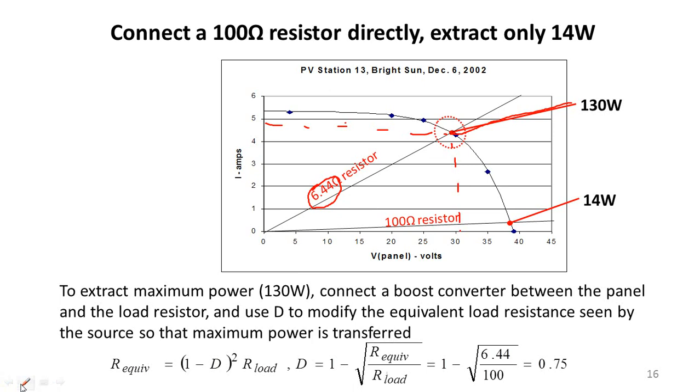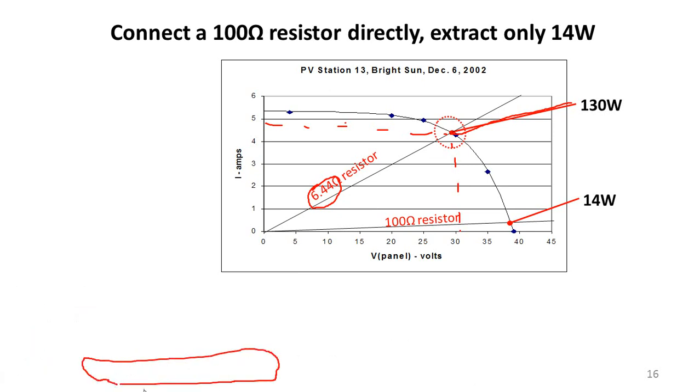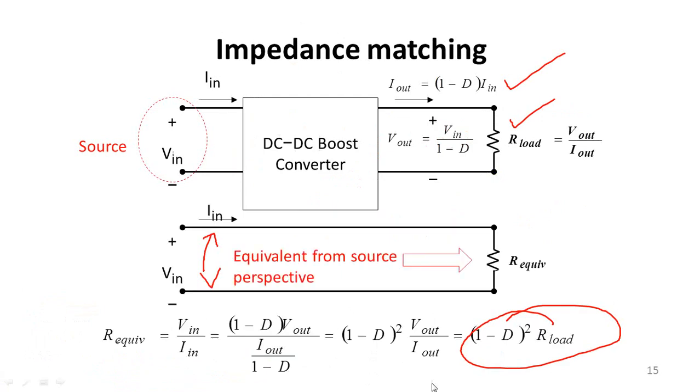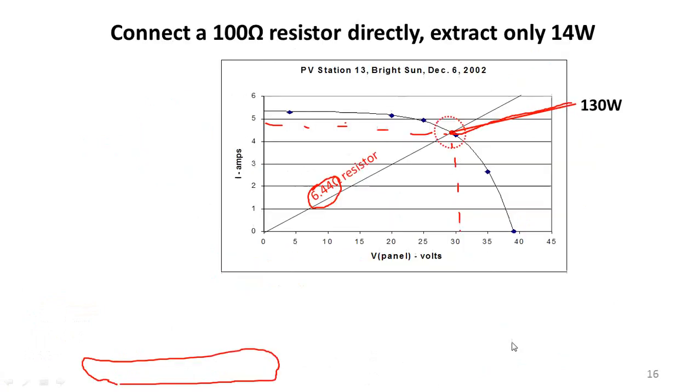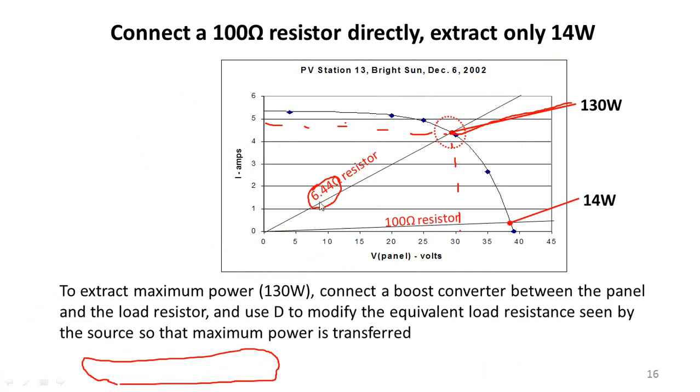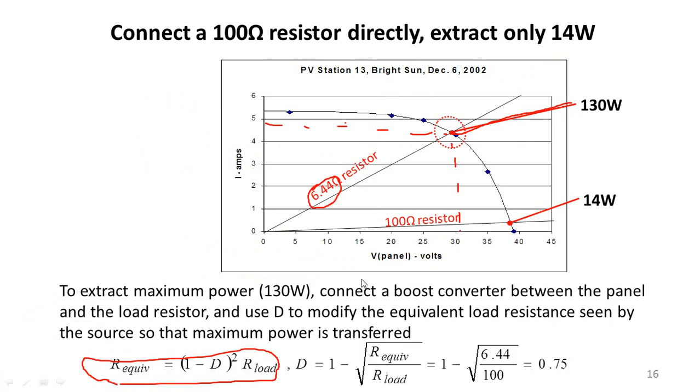So you know that R equivalent is this equation, (1 minus D) square into R load. This we have derived for this particular R equivalent. So we have got this R equivalent as 6.44 ohm. It is going to operate at your 130 watts. So R load we have to design. We have to find out the duty cycle based on this. D is equal to 1 minus, just rearranging this equation, 1 minus square root of R equivalent divided by R load.